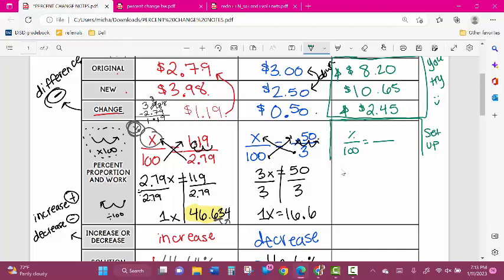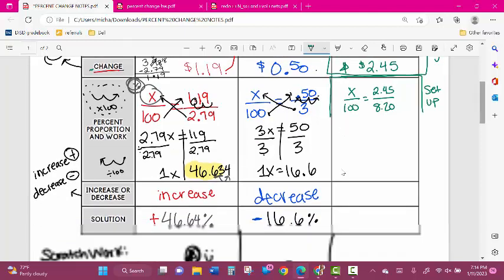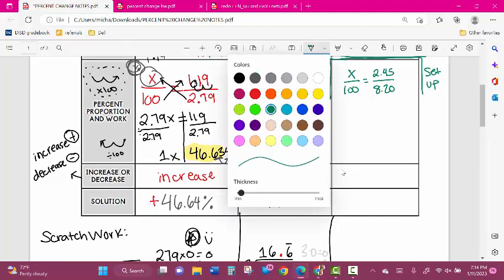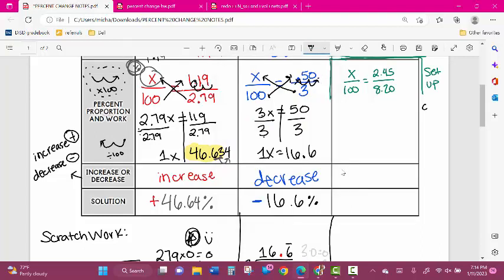Okay, hopefully you did pause the video. Anyway, so it's change over original, which means I need 245 because that's the change over the original $8.20. Because I don't know what the percent is, I'll use X. Now I have a proportion and I'm ready to solve. Again, pause the video, and this time just identify the cross products. Just find out what it makes for both values when you cross multiply.